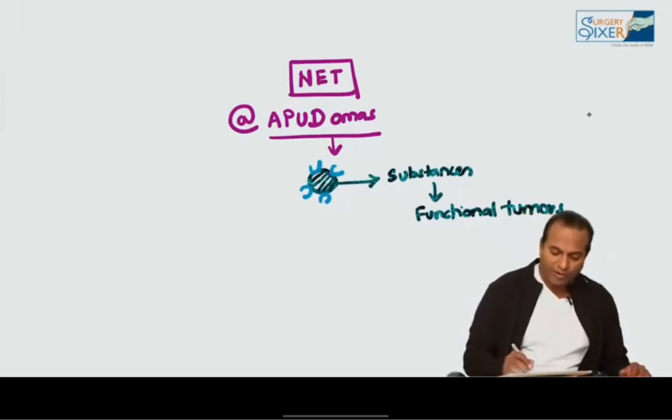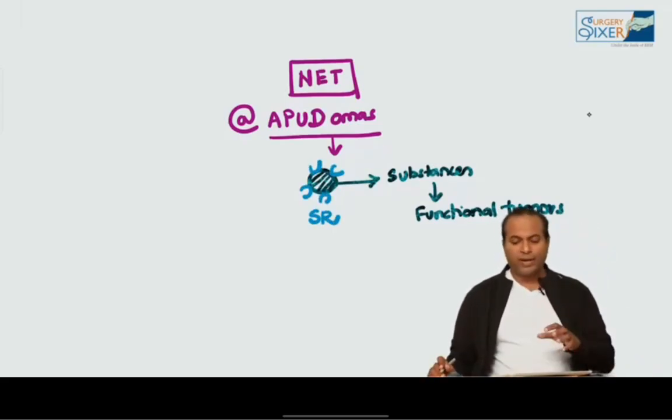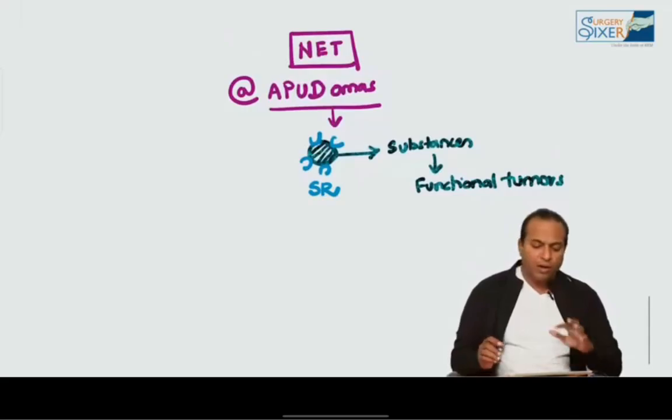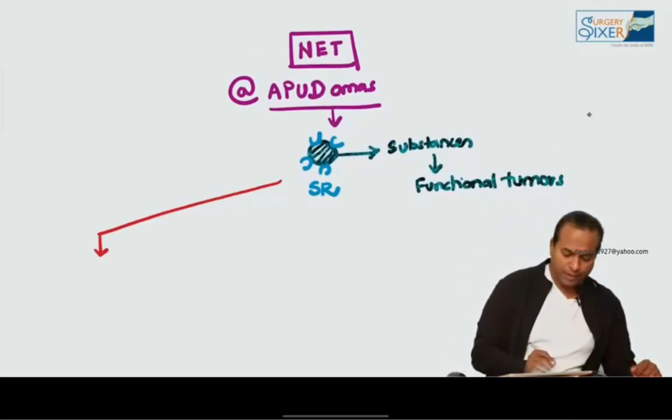All neuroendocrine tumors will have somatostatin receptor. So now tell me where all neuroendocrine tumors are seen. A neuroendocrine tumor in lung is known as what? It is known as small cell cancer.